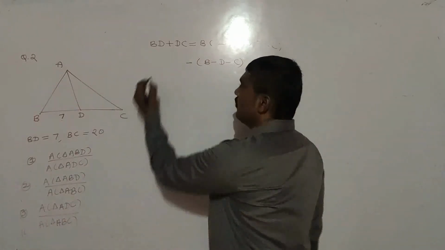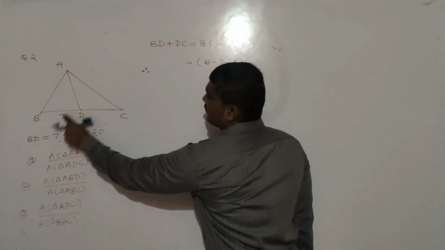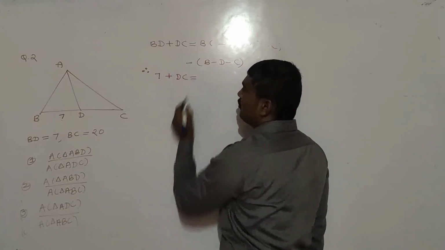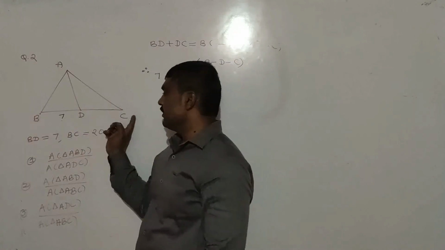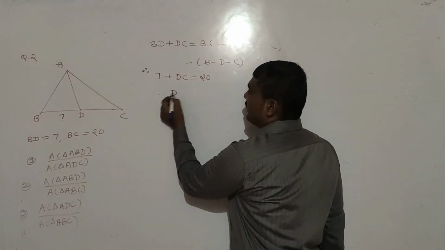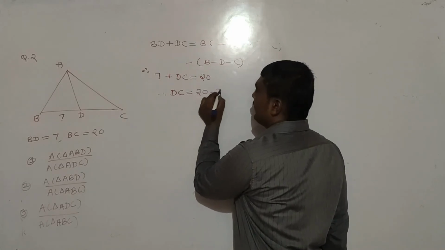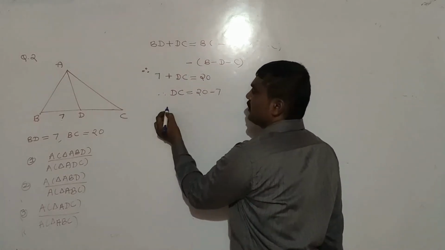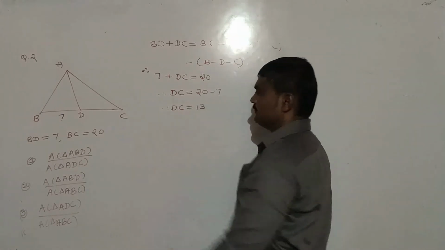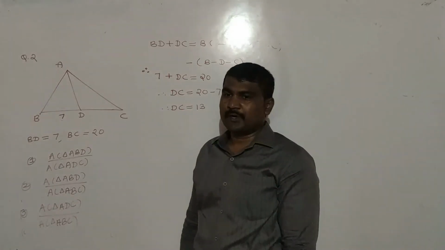Put their values. What is BD? The value of BD is given as 7. What is DC? DC is unknown. We have to find it. And what is the complete BC? Complete BC is given as 20. So we can write DC equal to 20 minus 7. 7 plus becomes minus here. At the end we get the answer, 13. So this is the value.